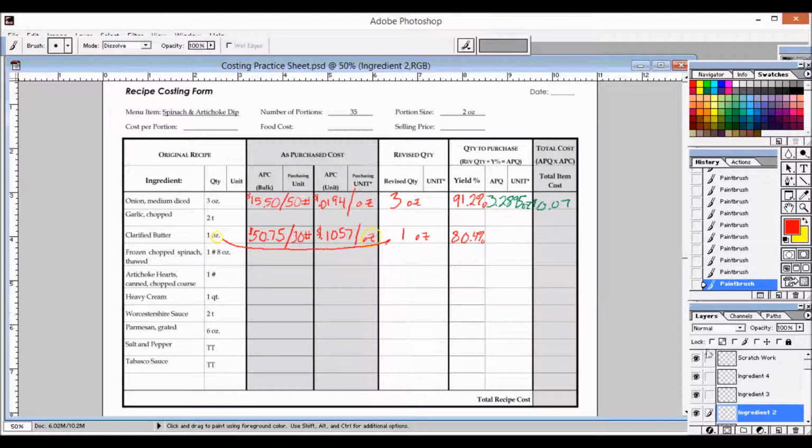So when I want to figure out how much butter I actually need to get out to get 1 ounce of clarified butter, I'm going to take my revised quantity and divide it by my yield percentage. So my revised quantity was 1 ounce, my not so revised quantity, and I'll divide by 80.4%. Bearing in mind, it's probably a good idea to go ahead and switch that over to be 0.804 instead. So when I do 1 divided by 0.804, we get that we need to actually pull out 1.2438 ounces of butter. So our new APQ becomes 1.2438 ounces.